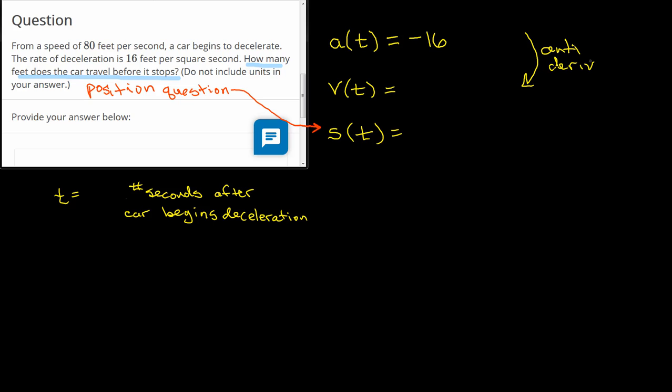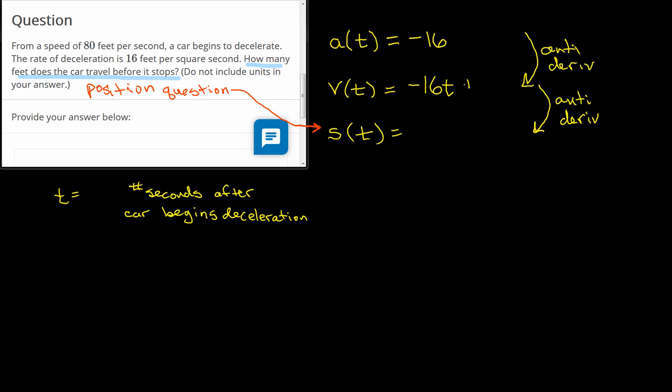So if I find the antiderivative of acceleration, then I'll get velocity. And if I find the antiderivative of velocity, I'll get position. So I think I can use antiderivatives to get my position, because position is ultimately what I want. So, okay, let's see. The antiderivative of negative 16 is going to be negative 16t, because t is the independent variable, and the antiderivative of a constant is just the constant times t.